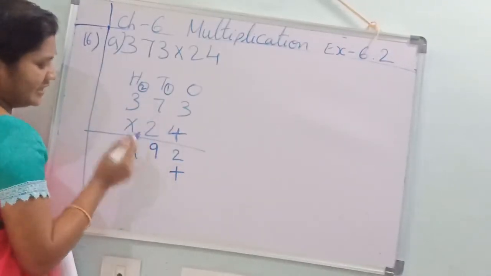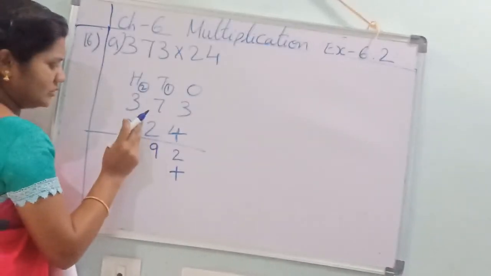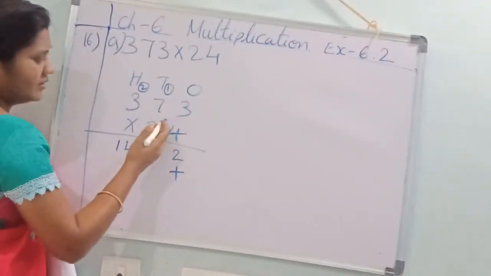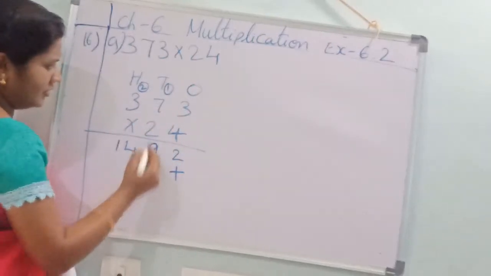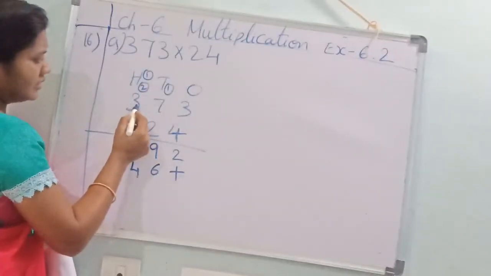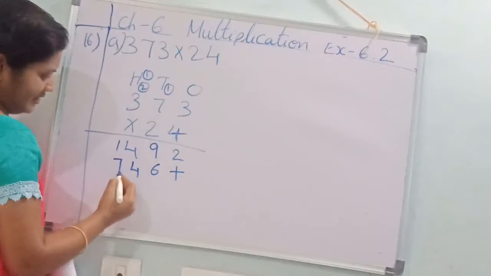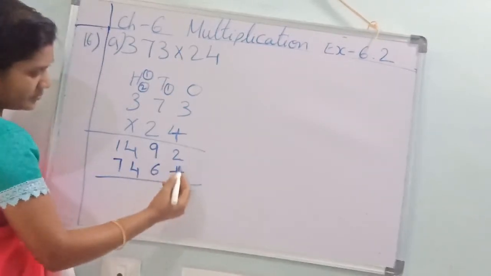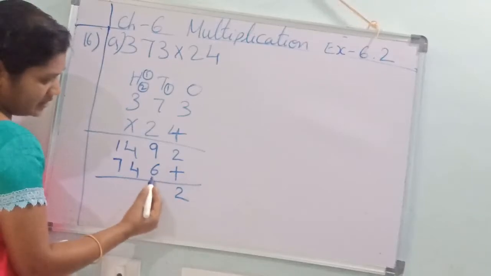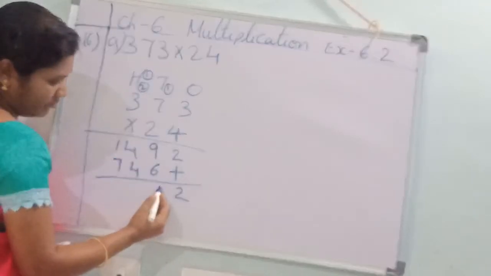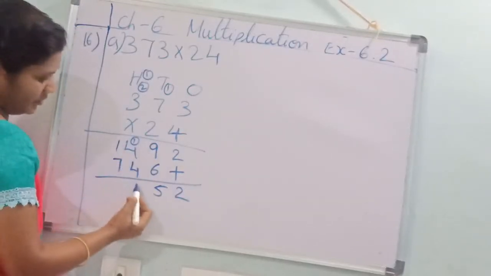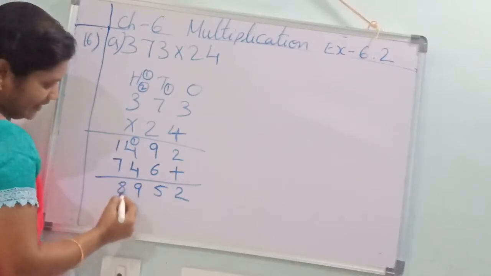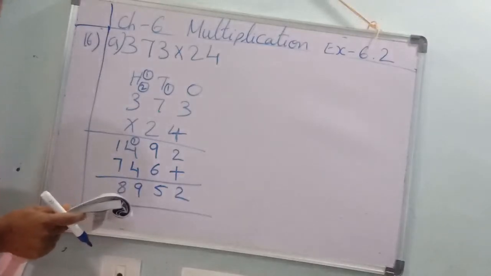Now tens place. Tens place which number is here? 2. With this 2 you should multiply again these 3 numbers. See, 2 3s are 6. 2 7s are 14. 4 here, 1 carry forward. 2 3s are 6. 6 plus 1, 7. Now add these 2 numbers. 2. 9 plus 6, 15. 5 here, 1 carry forward. 4 plus 1, 5. 5 plus 4, 9. 7 plus 1, 8. 8,952 is the answer. Understood, children?